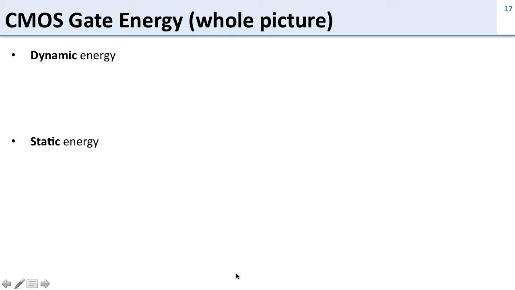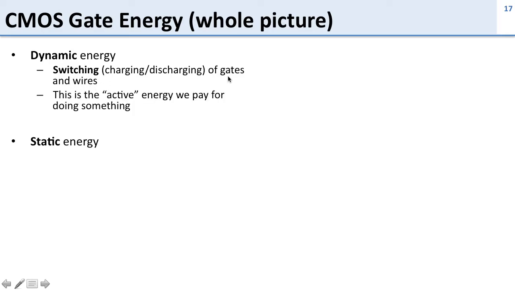Okay. Let's take a look at the whole picture for gate energy. We just talked about dynamic energy, but there's also static energy. So dynamic energy is the switching energy. It's the energy we use when we charge and discharge the gates and the wires. Remember, wires are a huge part of the power as well as the gates. And this is the active energy. So this is what we pay for doing something useful. So we want to do an operation. This is what actually does the operation.